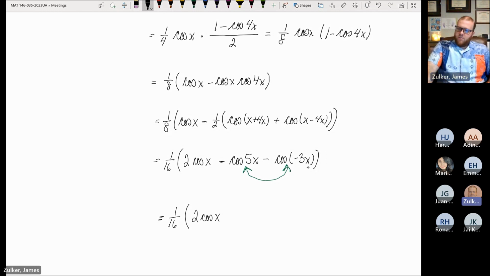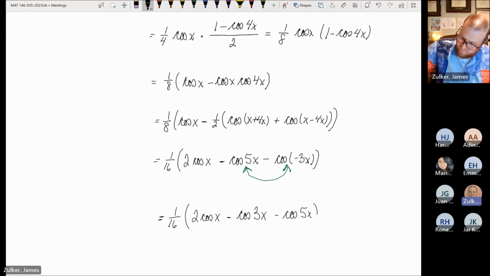But also, cosine is even. So cosine of negative 3x is the same as cosine of 3x. That allows us to write this expression as 1/16 times the quantity 2 cosine of x minus cosine of 3x minus cosine of 5x, which is what we wanted.